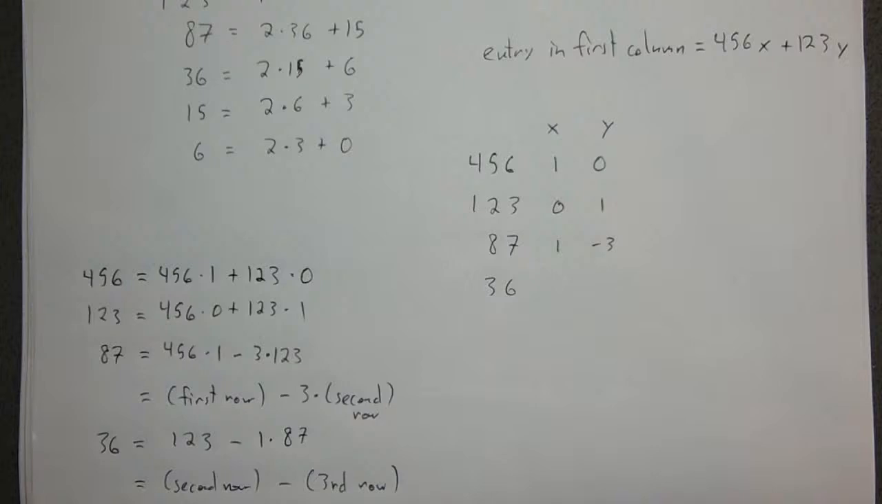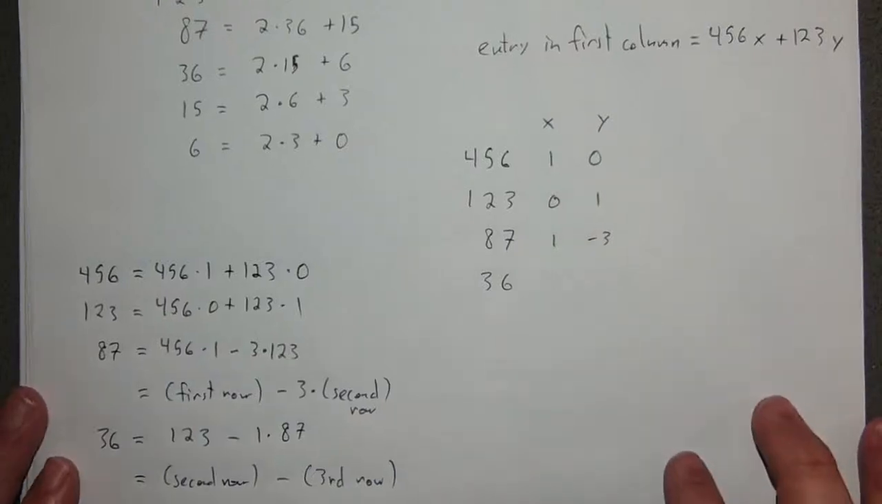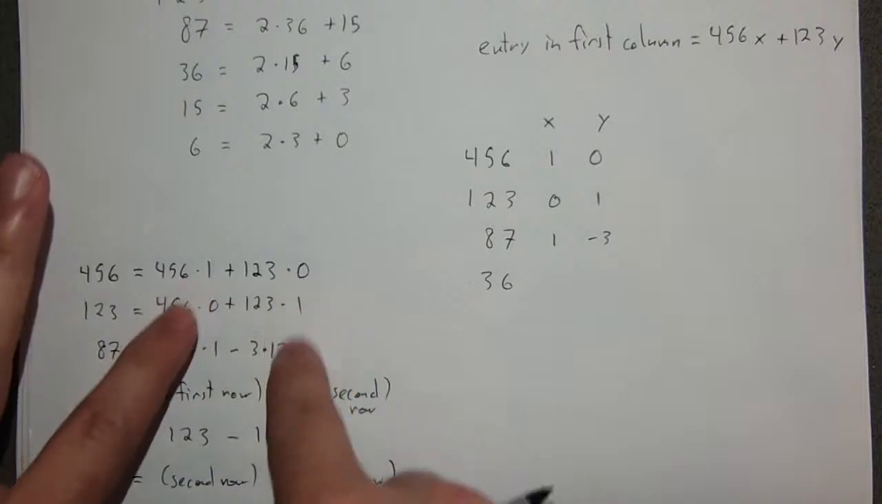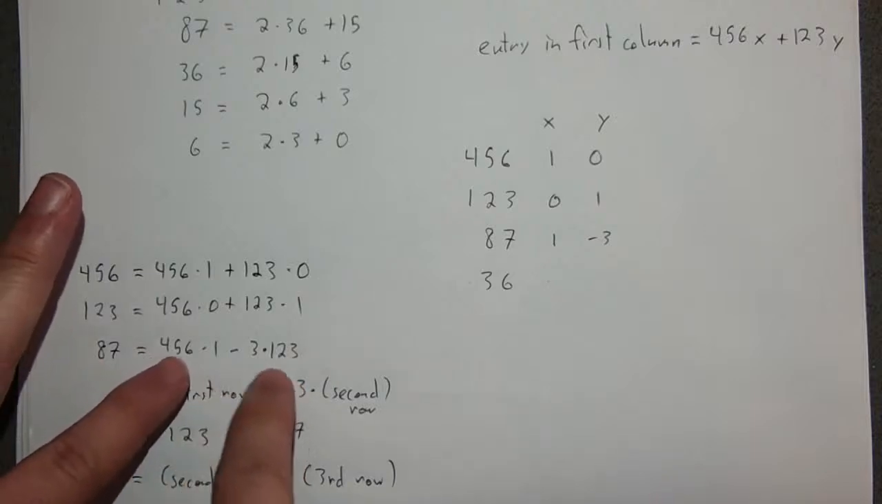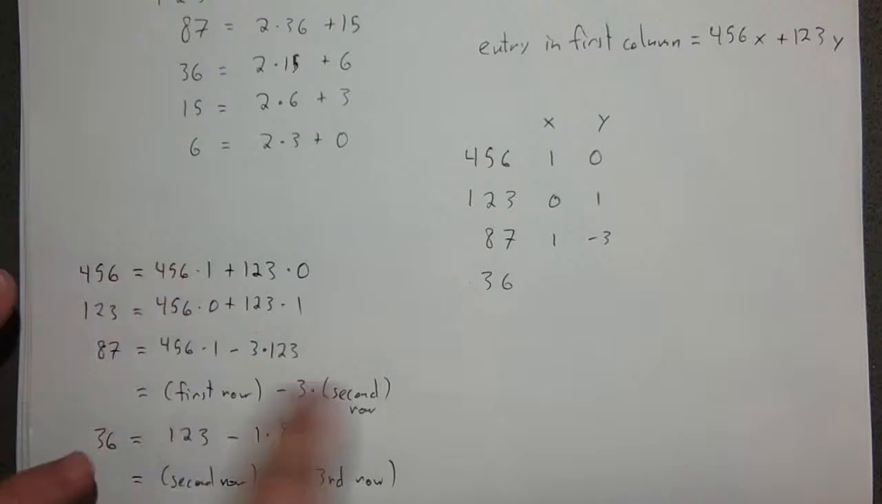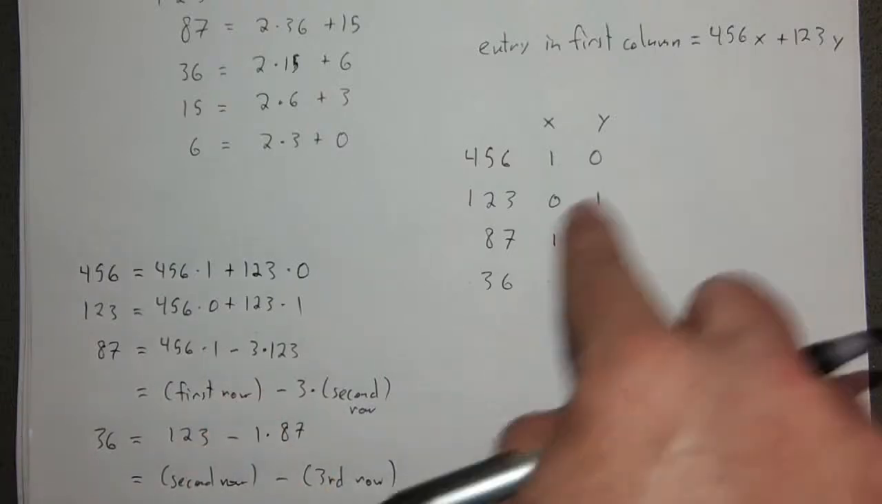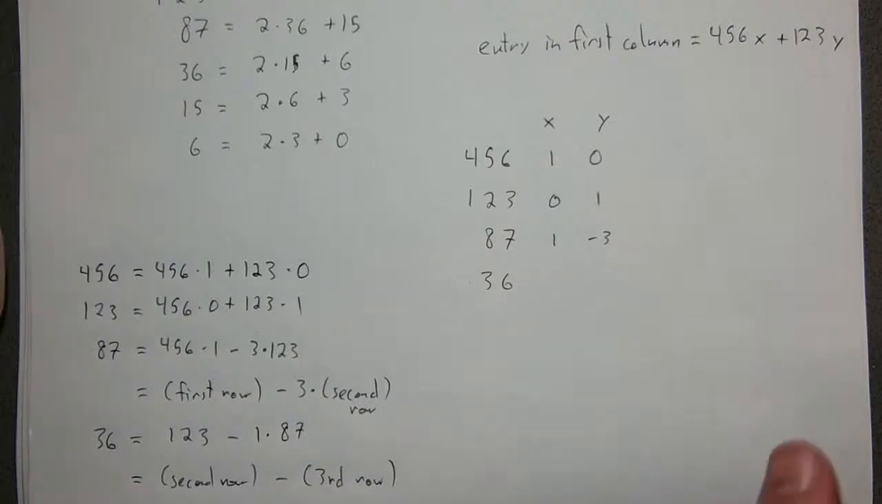Second row minus the third row allows me to keep track of these linear combination coefficients without having to do something wonky here. What do I mean by wonky? In order to keep track of everything, I would normally have to do this: here I have 123 minus 1 times 87. I would have to plug in 87 as a linear combination of 456 and 123 into here. I would have to do that subtraction. I would have to group like terms in terms of 456 and 123 and then read off the coefficients.